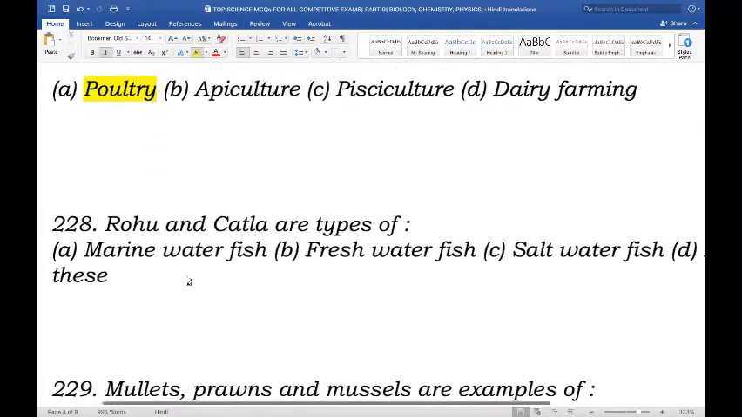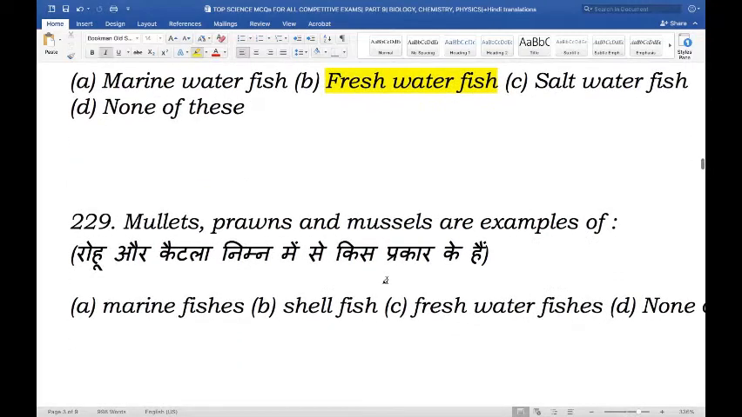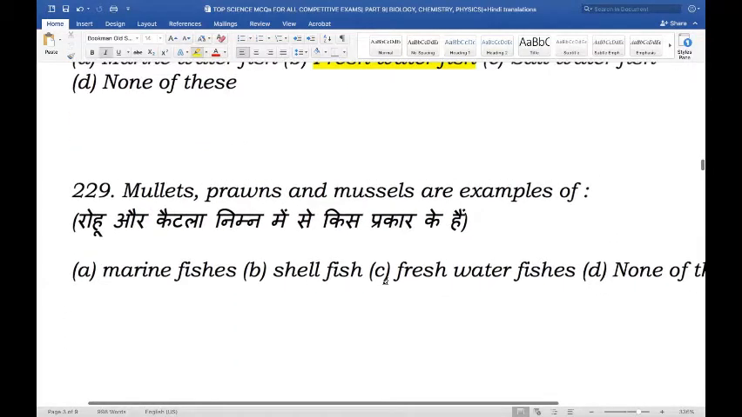Moving on to the next question. Ruhu and katla are types of. Is it A, marine water fish, B, freshwater fish, C, saltwater fish, or D, none of these? So ruhu and katla are types of freshwater fish, meaning that they exist in fresh water. Both ruhu and katla can be found in rivers and lakes in northern India, Nepal, and Bangladesh. Moving on to the next question.